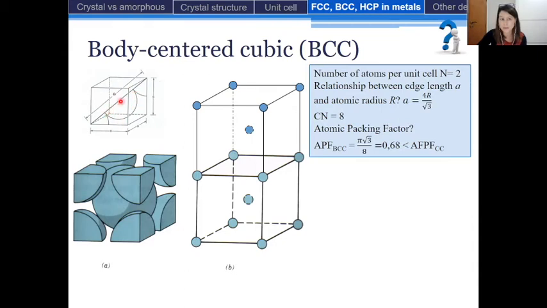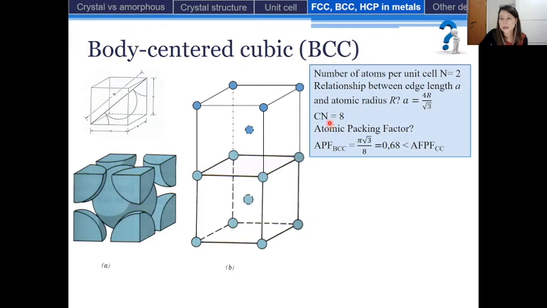So the diameter of this sphere along this direction is equal to 2 times the radius, and each atom at the corner participates to this unit cell along this direction by its radius. So 2 times this radius and the diameter of the atom at the center of the structure. So you have 4 times the radius along this cube diagonal, and then you can calculate this relationship.